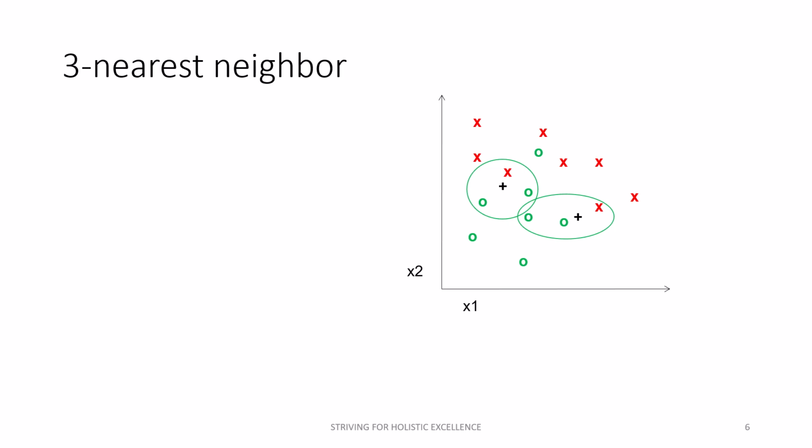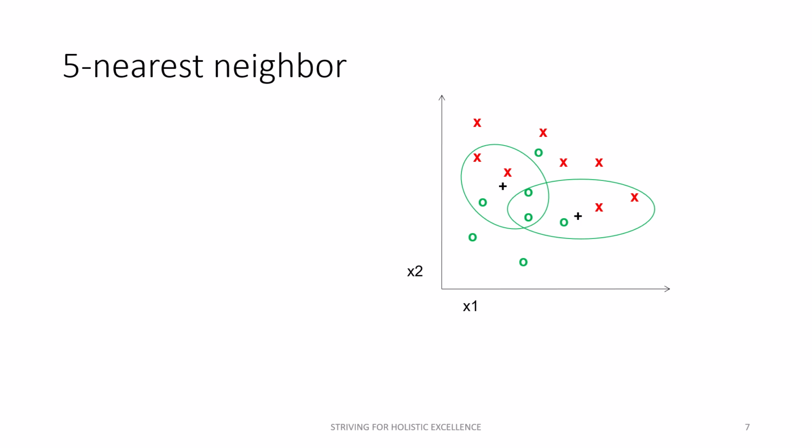And now if you go for the second new data, here also the story is the same. Out of the 3 nearest data points, 2 belong to green color and only 1 point belongs to red color. So we can conclude for the second part also that this second data also belongs to green color. So this is when we are using 3NN, 3 nearest neighbor.